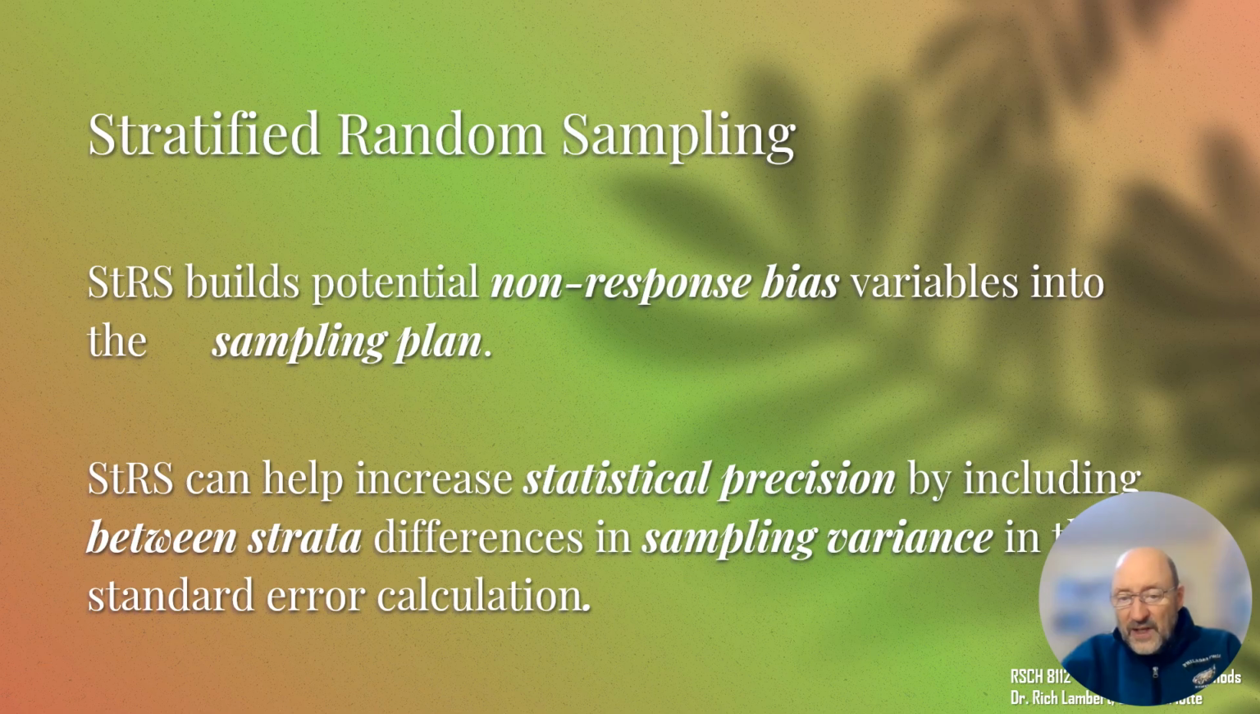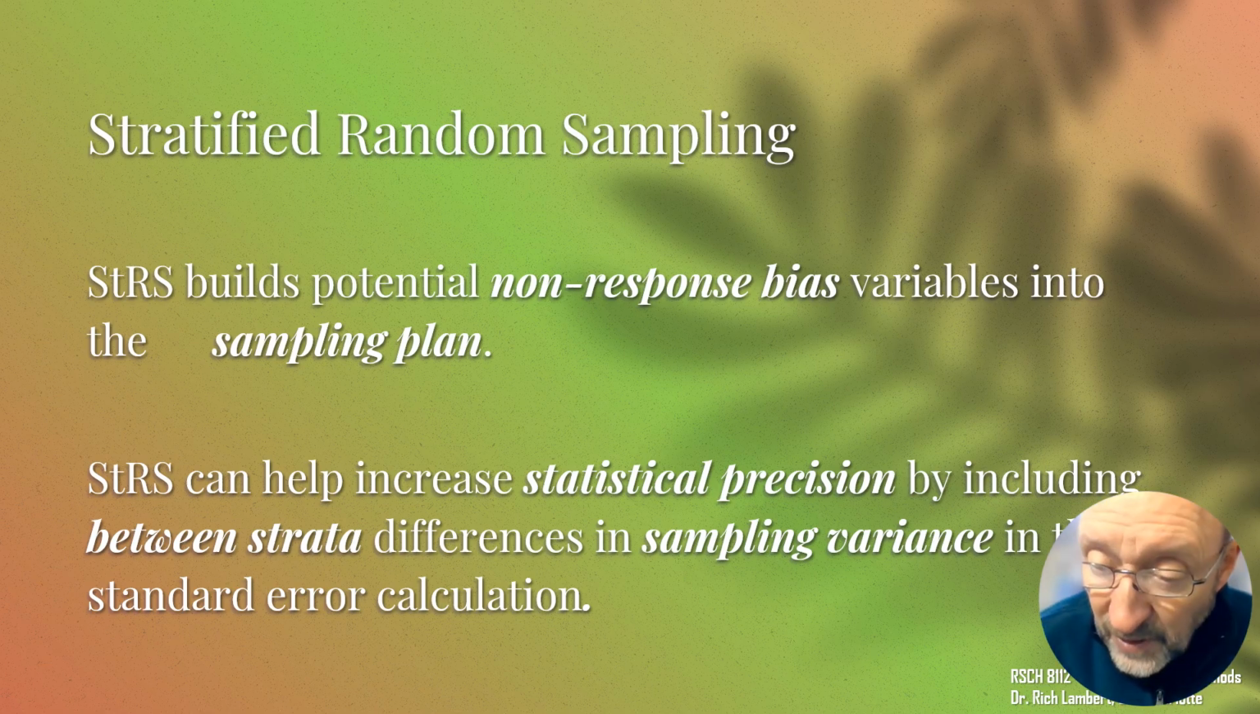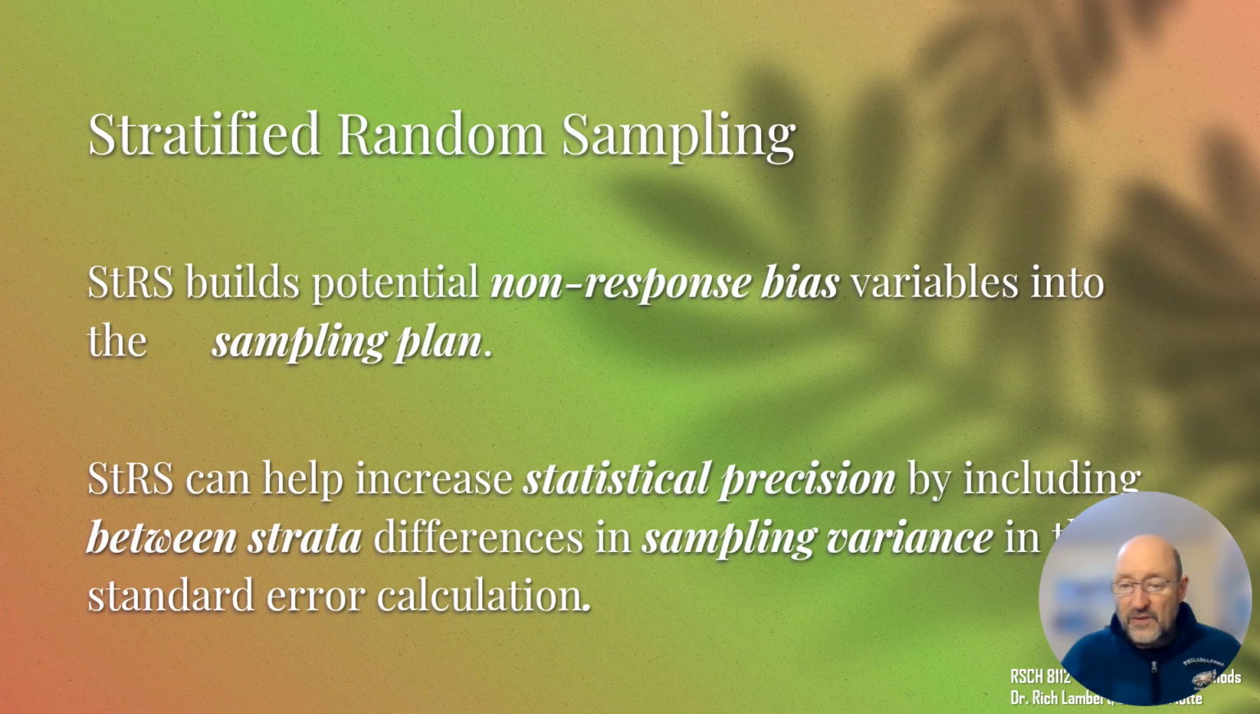By including between-strata differences in sampling variance in the standard error calculation, which then leads to the margin of error, which we'll walk through some of these calculations in the future as a part of this section of the course. What does this mean in plain language?